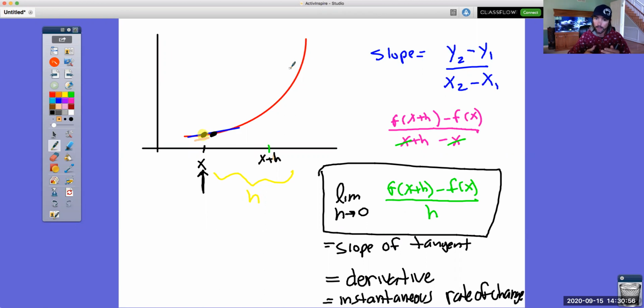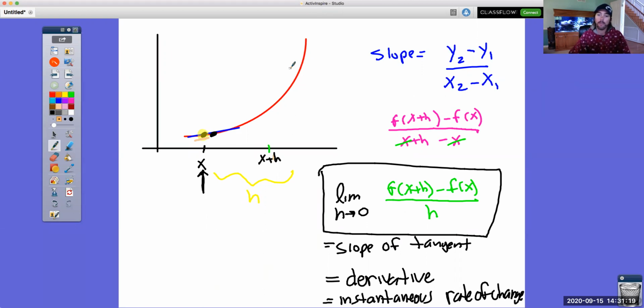In your car, your speedometer is a derivative machine. It gives an instantaneous rate of change, which is the slope of the tangent line, which is telling me how fast my car is moving exactly at that moment in time, because at a different moment in time, I'm going to be moving at a different speed. That's all derivatives are. Instantaneous rates of change. Visually, slopes of the tangent lines.